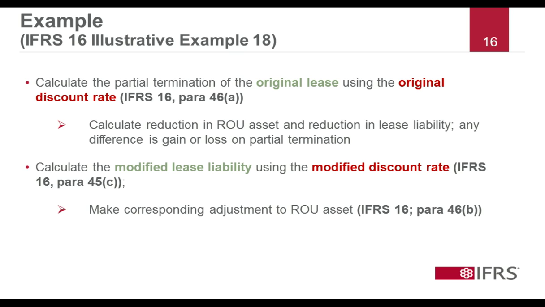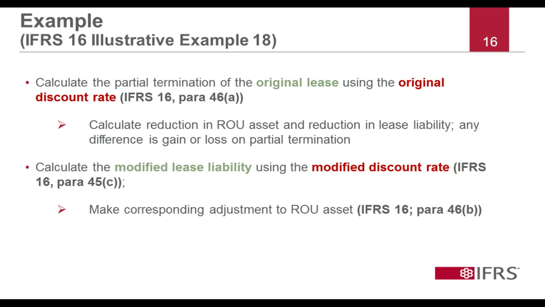Having worked out the amount of the right-of-use asset and lease liability representing rights and obligations that have been terminated, the lessee then recognises any difference between the two as a gain or loss on termination in P&L. After recognising the partial termination, the lessee then looks at the modified lease liability, i.e. the present value of the future lease payments under the modified lease.